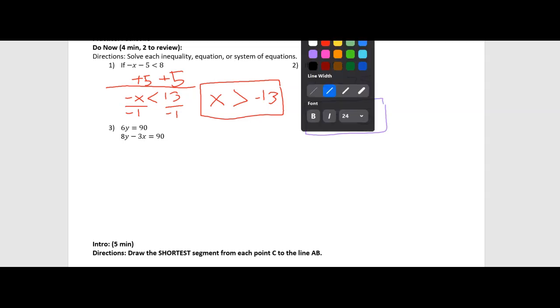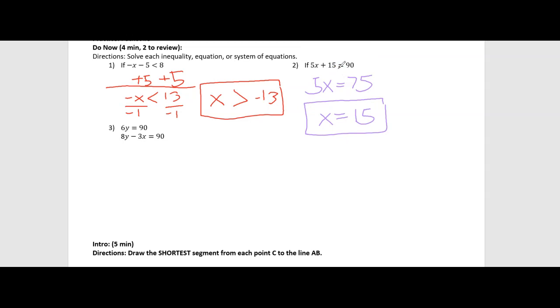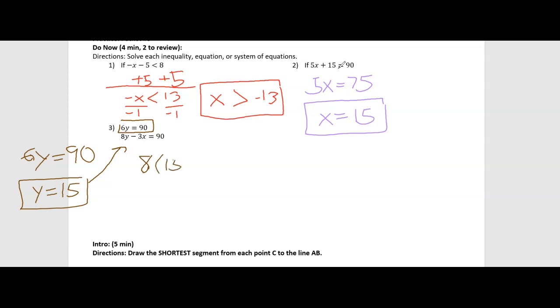Now we come to number 3, which is our system of equations. Fortunately, one of our equations is just a single variable equation. So we can just go ahead and solve the top one right away, figure out what our value for y is. So I'm going to divide both sides by 6, and I'm going to get y is equal to 15. I can take this value for y and substitute it into my second equation. So instead of 8y, I get 8 times 15 minus 3x is equal to 90. I can simplify. 8 times 15 is 120.